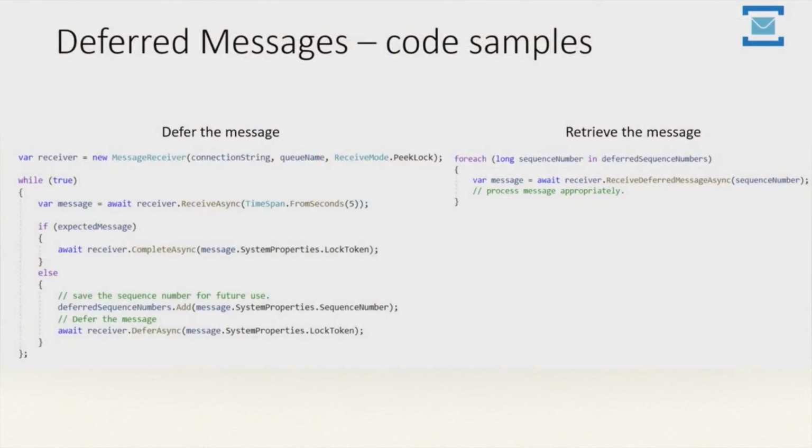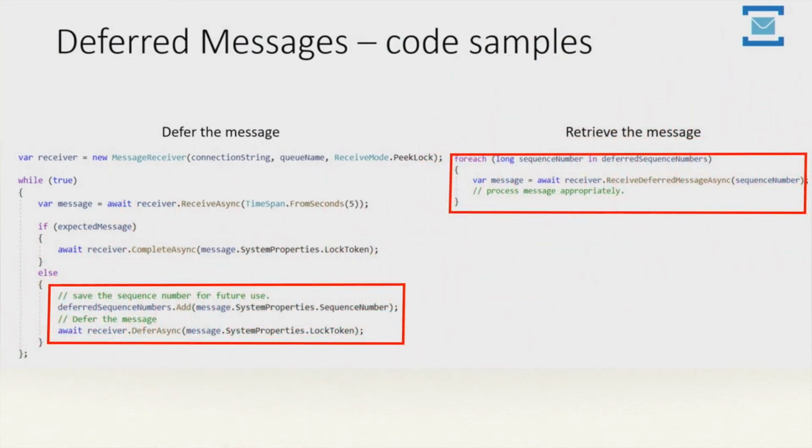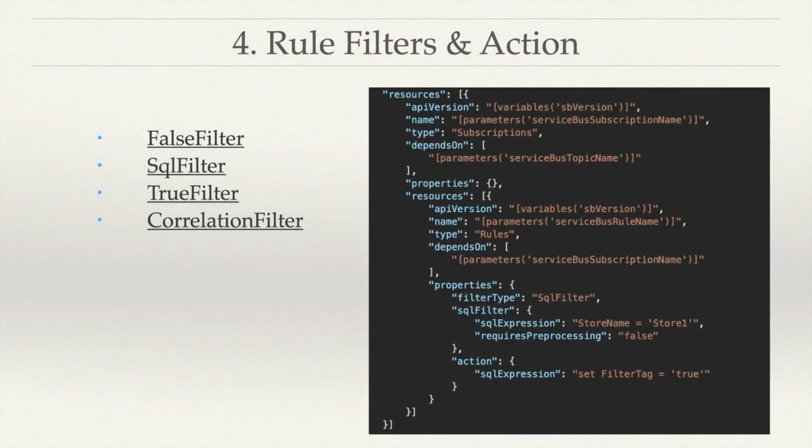So here is the sample code for deferred message, and you can see that in this sample code, we are deferring the message based on the sequence number, and we are adding the deferred sequences into some sort of storage collection for future use. And when you retrieve the message, we use the sequence number to retrieve the message from the queue, and you use the receiver.ReceiveDeferredMessageAsync method for that. I hope that makes sense. Let's look at some of the other options.